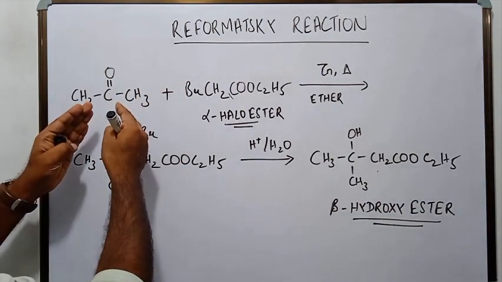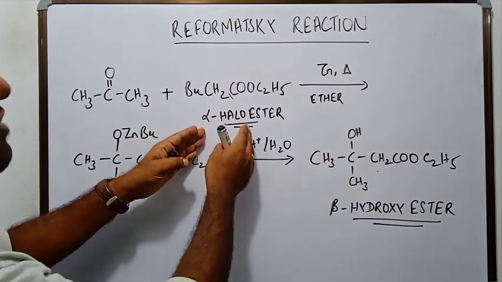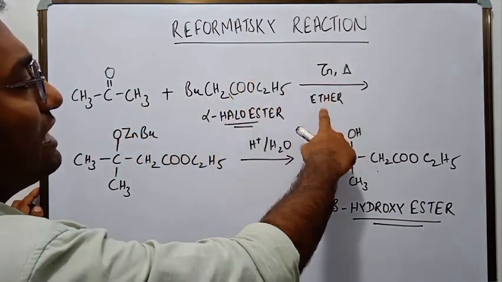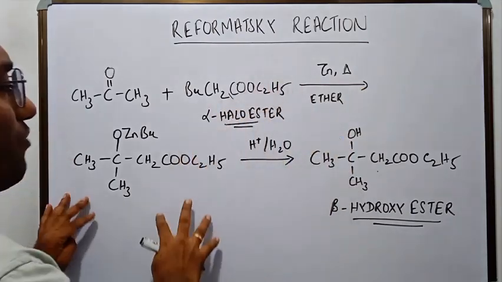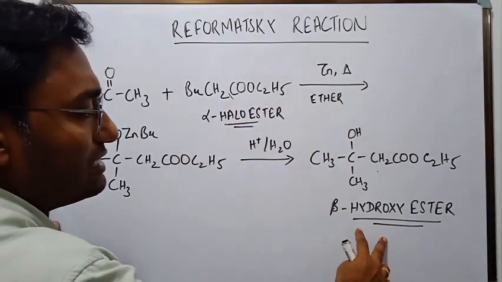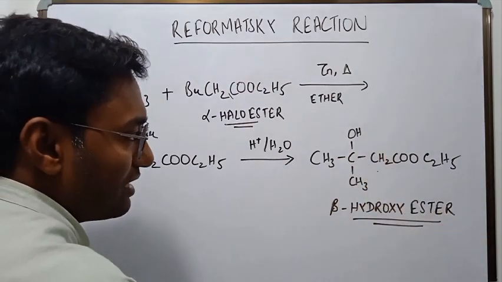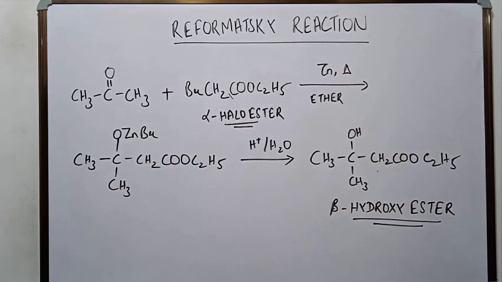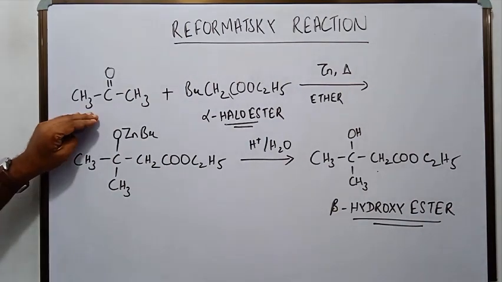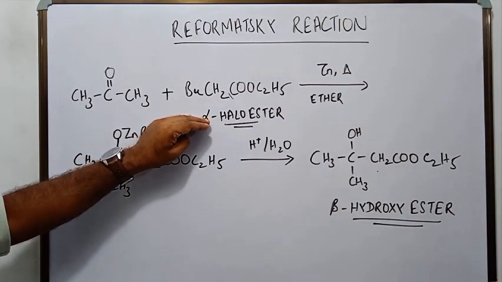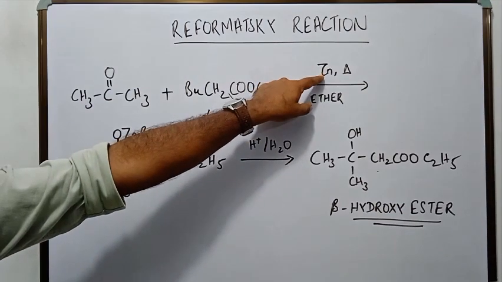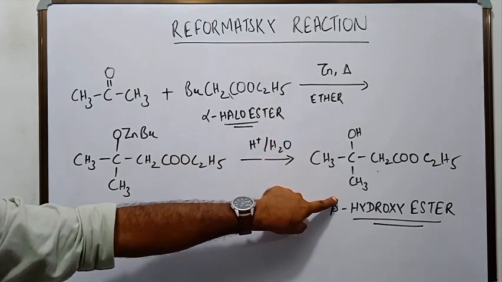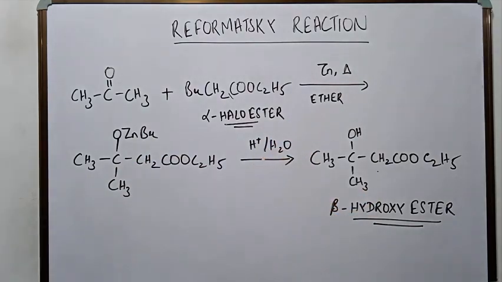A carbonyl compound, when it is heated with an alpha halogenated ester in the presence of zinc in an inert solvent like diethyl ether, followed by hydrolysis, yields a beta hydroxy ester. I hope I am clear.